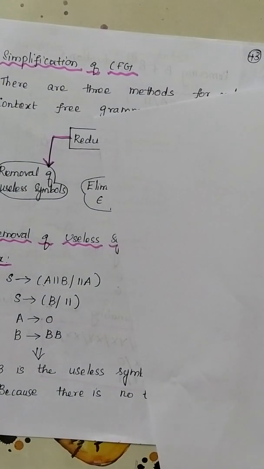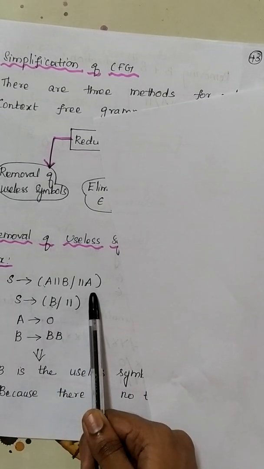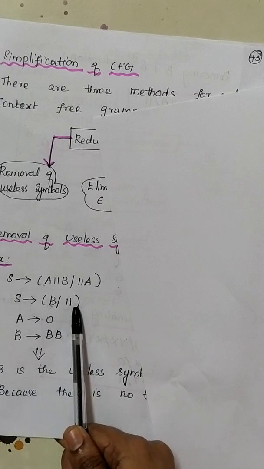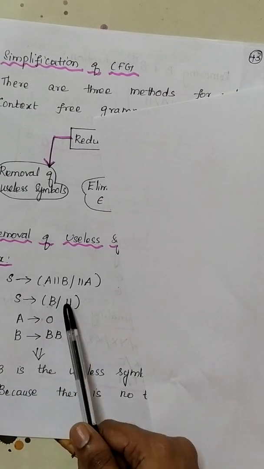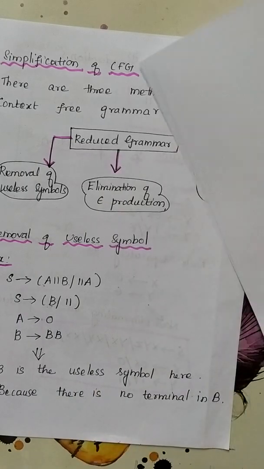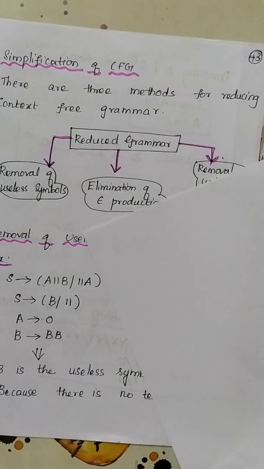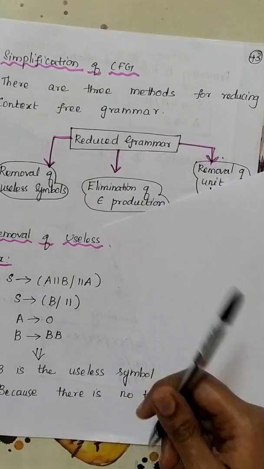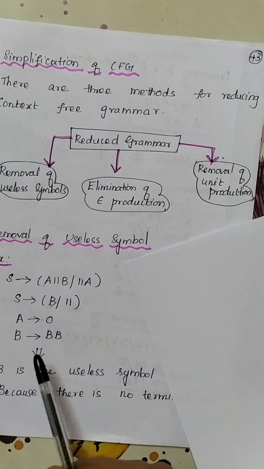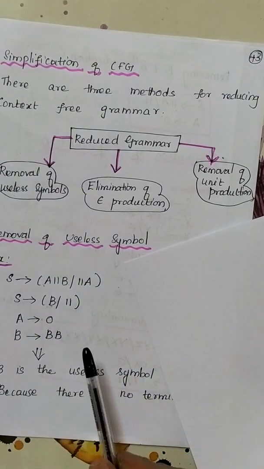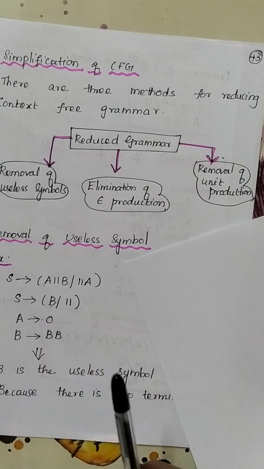Here you can see a context-free grammar: S tends to A11B or 11A, B or 11, A tends to 0, and B tends to BB. Here you have to identify the useless symbol and then we will eliminate it. A symbol or variable which never ends with a terminal symbol after processing is said to be a useless symbol.